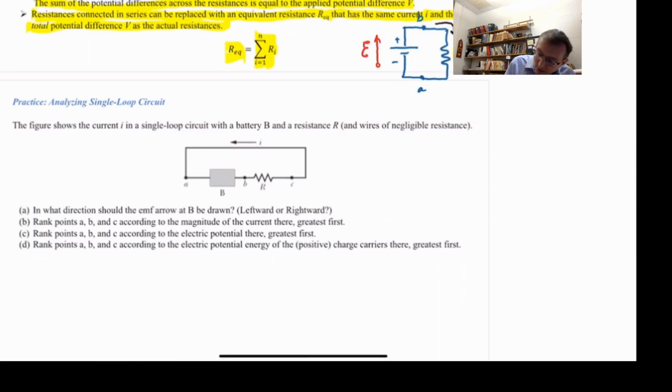So we close with a class engagement question on Blackboard. It goes like this. We have a single loop circuit with a current I in that single loop, and there's a gray box that represents a battery, B. And then there's a resistor with resistance R and wires that have negligible resistance. And the arrow shows the direction of the conventional current flowing in that one loop.